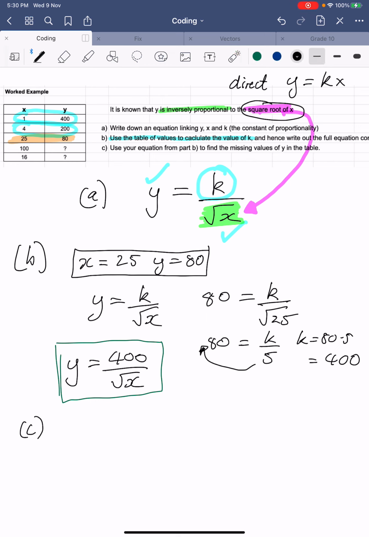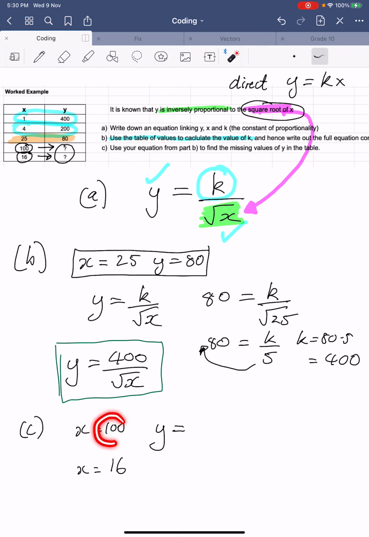So part C is to find the missing y values. So when x is 100, what is the y value? When x is 16, what is the y value? So let's go write it down here. X is 100, x equals 16. So y equals, well, you can see what we have to do now, I hope. When x equals 100, we just substitute into the equation and we find the y partner. When x equals 16, substitute this one in, find the y partner. Let's go and write that down.